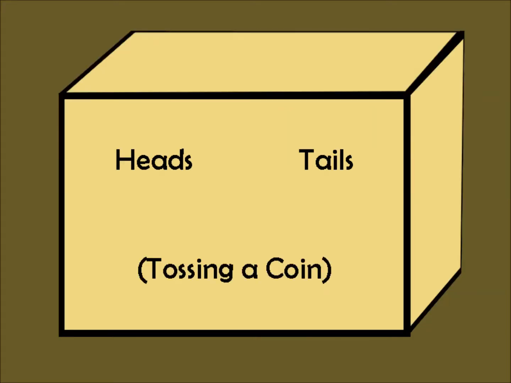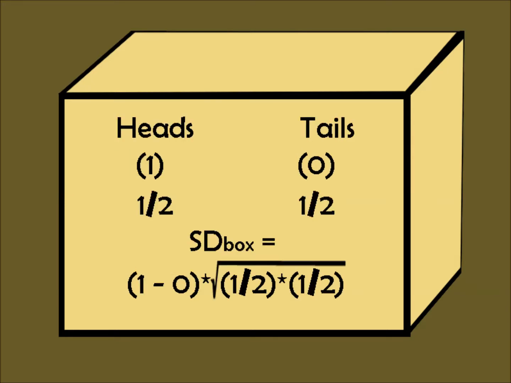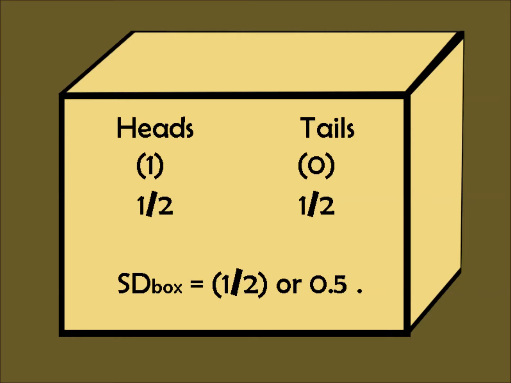In the heads and tails, tossing the coin example. Okay, we have this box model set up where if we're tallying heads, there's a 1 underneath the heads and a 1/2 likelihood, and a 0 underneath the tails with a 1/2 likelihood. The SD of the box would be equal to 1, that's the larger number, minus 0, that's the smaller number for the tallies, times the square root of the two likelihoods multiplied together, 1/2 times 1/2. That would give you an SD of 1/2.